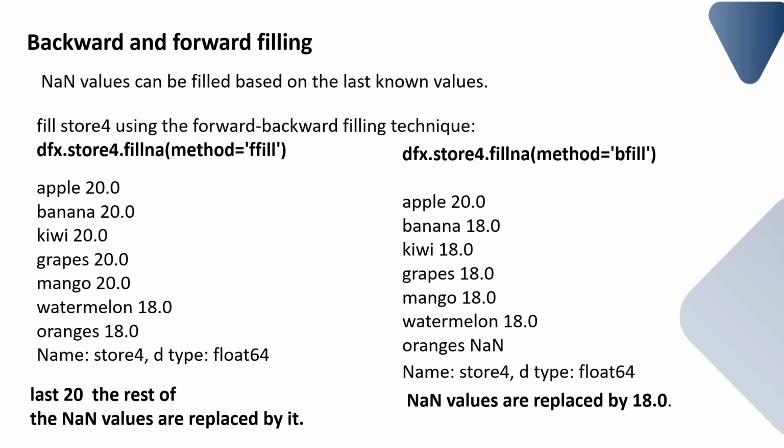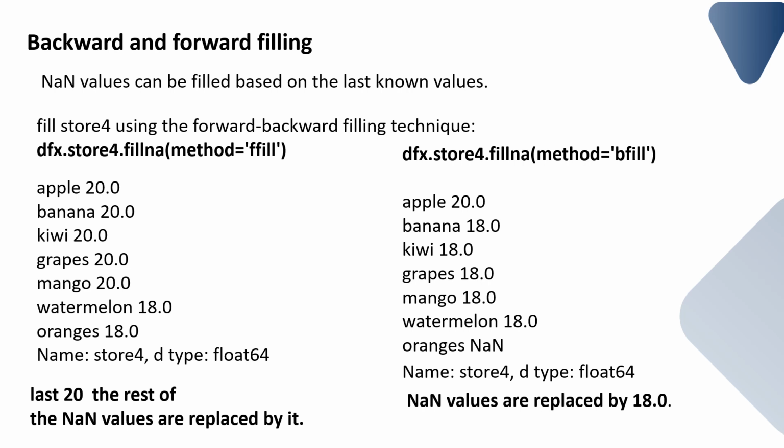Next method is backward and forward filling. NaN values can be filled based on the last known values. It consists of two methods. First one is forward filling, another one is backward filling. Forward filling is mentioned as ffill. Backward filling is bfill.